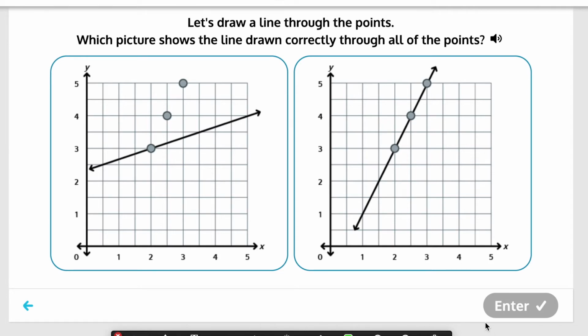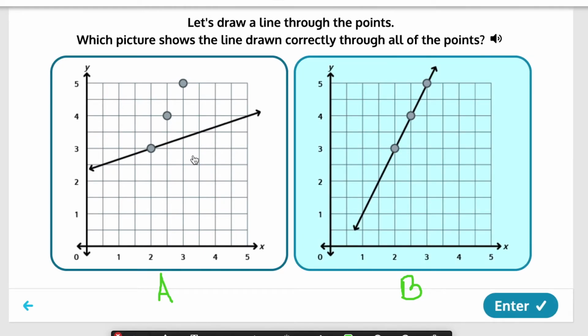All right, so imagine someone drew a line through the points. Which picture would show the line drawn correctly? Would it be A or B? Go ahead and type into the chat or have your teacher call on you in the classroom. So the correct picture that shows the points is coordinate plane B, because this line goes through the points, whereas in A, the line does not go through all 3 points.